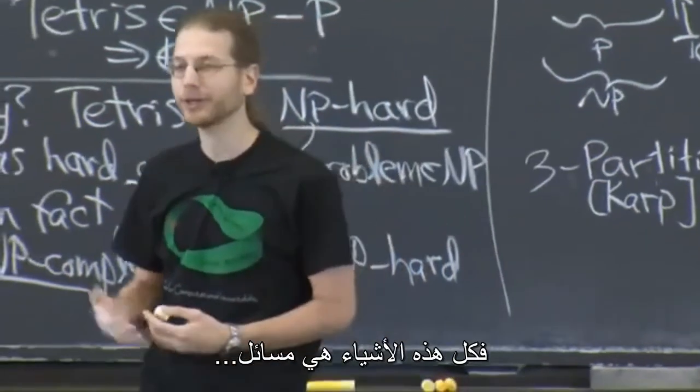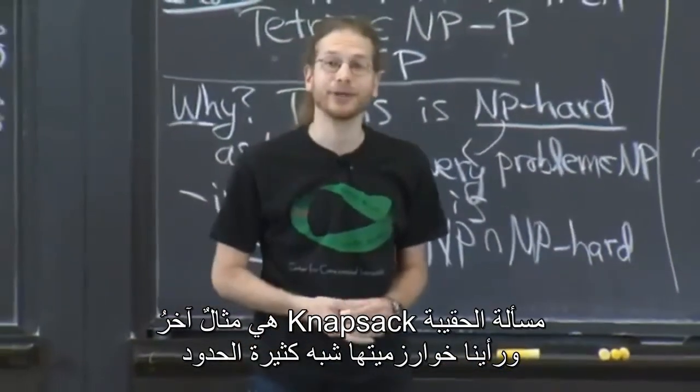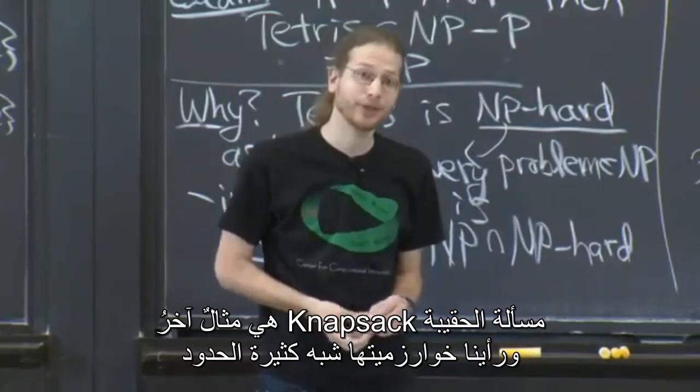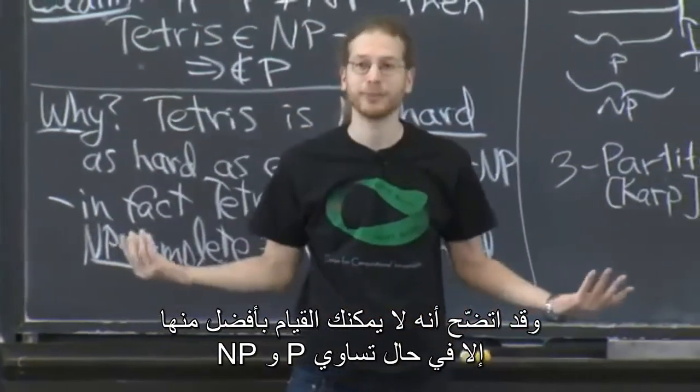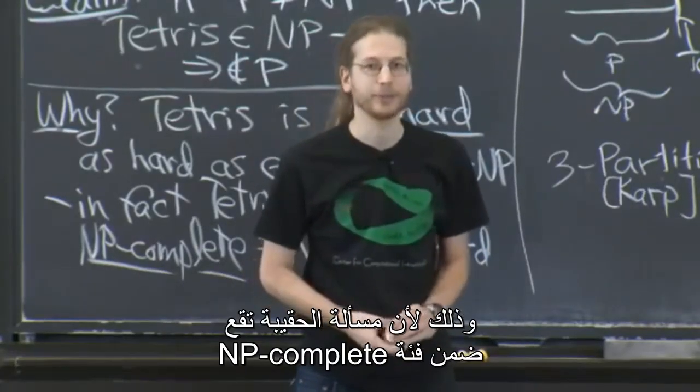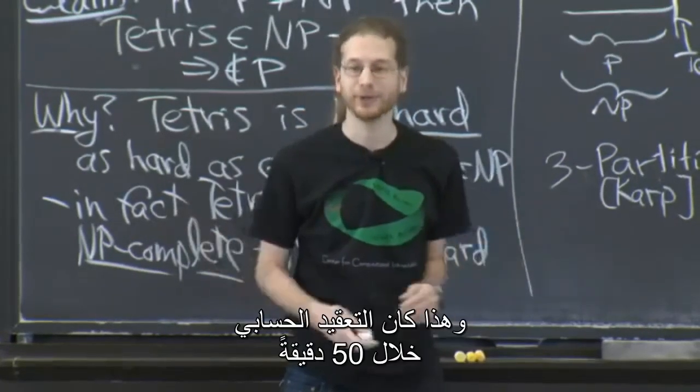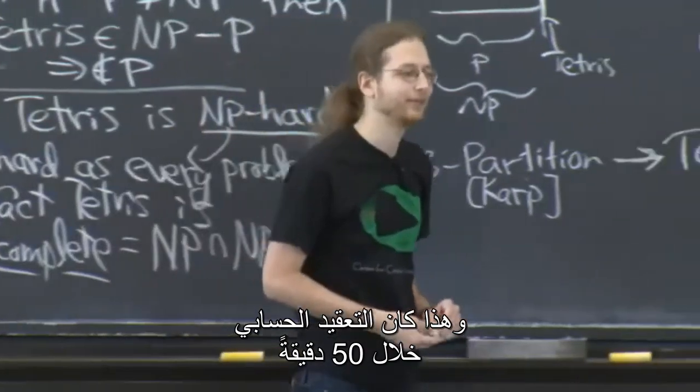So all these things where a problem, knapsack, that's another one. We've already covered knapsack. We saw a pseudo-polynomial algorithm. Turns out you can't do better than pseudo-polynomial unless P equals NP, because knapsack is NP-complete. So there you go. Computational complexity in 50 minutes.